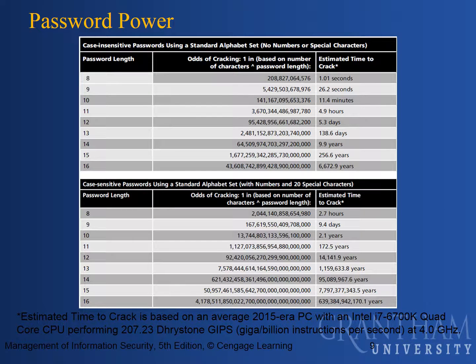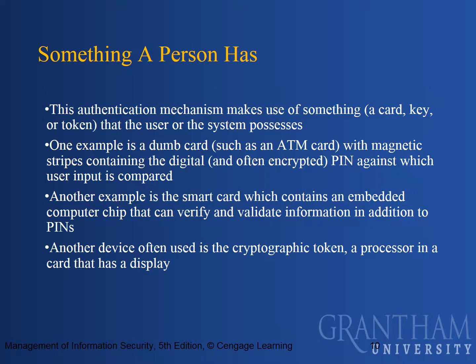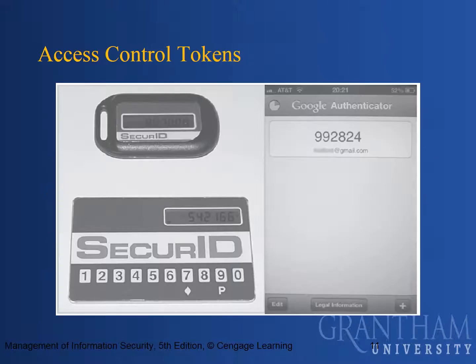Here you see a table of password power. Note the password length on the left to the estimated time to crack on the right. Something a person has can be a card, a key, or a token, and those tokens can be either synchronous or asynchronous. Here you see a few forms of access control tokens.